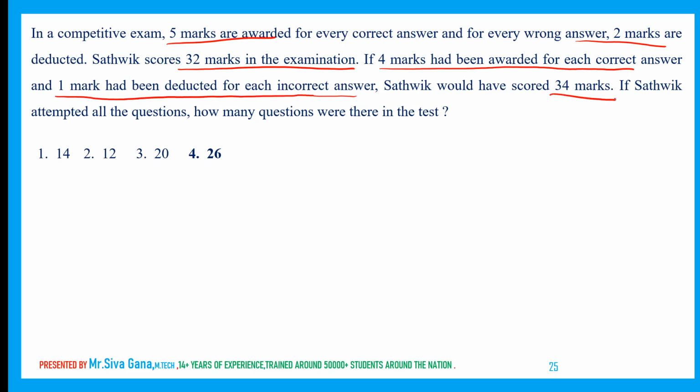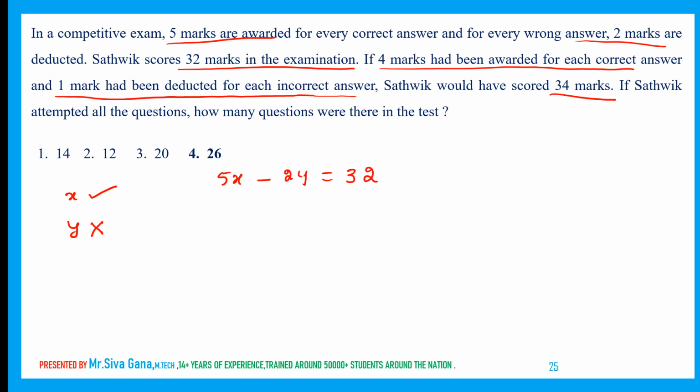If Satvik attempted all, let us say the number of questions correctly answered is x, and the number of questions wrongly answered is y. So in the first case, the marks from the correct answers is 5x. Minus, I'm using minus because of negative marking for wrong answers. Let us say for negative marking 2 marks are deducted. So 5x marks for correct answers, 2y marks are deducted for wrong answers. So 5x minus 2y is the marks scored by Satvik, that is 32 in the first case.